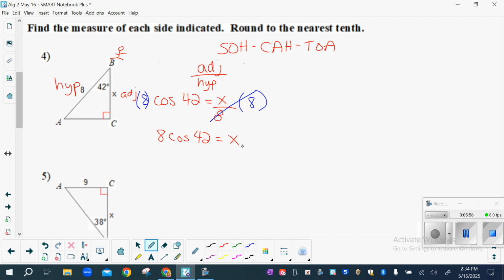We are rounding to the nearest tenth this time. So the nearest tenth is 5.9. We don't need the other side. All we needed to find was x.